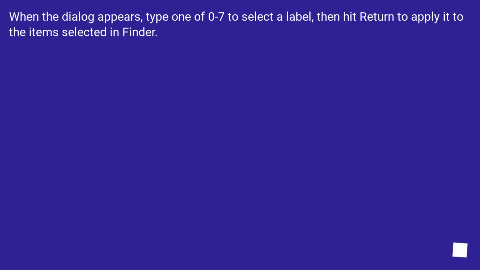When the dialog appears, type one of 0 to 7 to select the label, then hit return to apply it to the items selected in Finder.